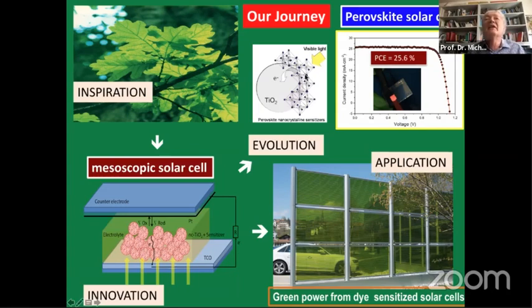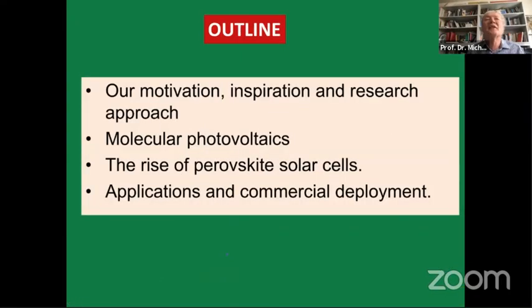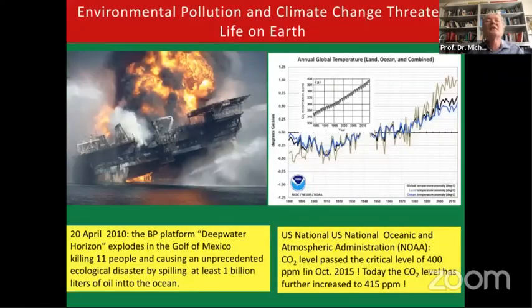But also, as Professor Herke said, in 2009, a new evolution started, with the development of perovskites that replaced the sensitizer. First nanocrystals, then films. This started with a 3% device, very unstable. And today, the efficiencies are up at 25.6%. Just a couple of days ago, a new record, beating the market leader, polycrystalline silicon. So let's get started. First, I will talk about our motivation, our inspiration, research approach. Then molecular photovoltaic, the rise of perovskite solar cell, and the applications.